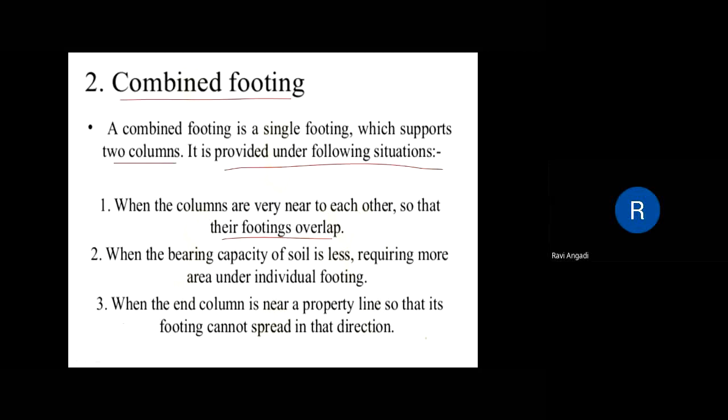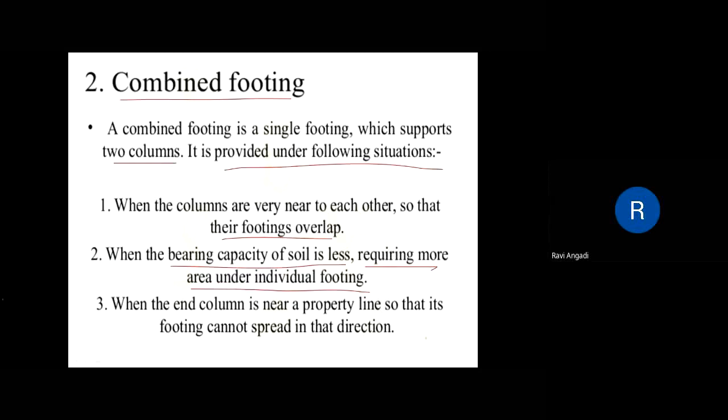Also, when the bearing capacity of the soil, after testing, is very low, requiring more area under an individual footing, whenever you get a low bearing capacity soil you need to distribute the load over a larger area. So where a single footing requires a larger area, in that case you can combine two columns into a single footing and distribute the load over the larger area. In that situation, a combined footing needs to be provided.